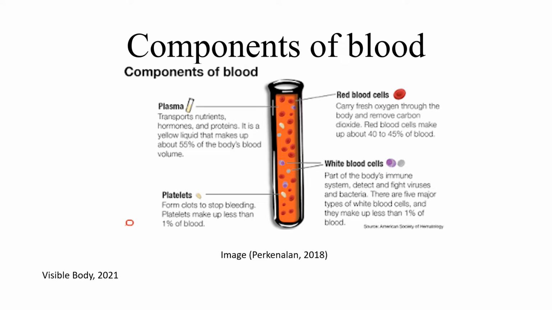White blood cells are part of the body's immune system. They detect and fight viruses and bacteria. There are 5 major types of white blood cells, and they make up less than 1% of the body.